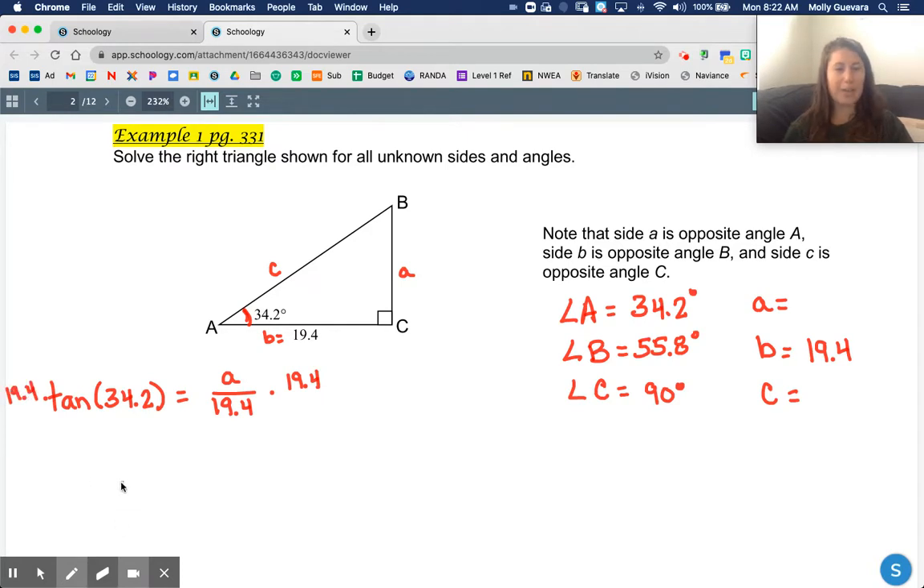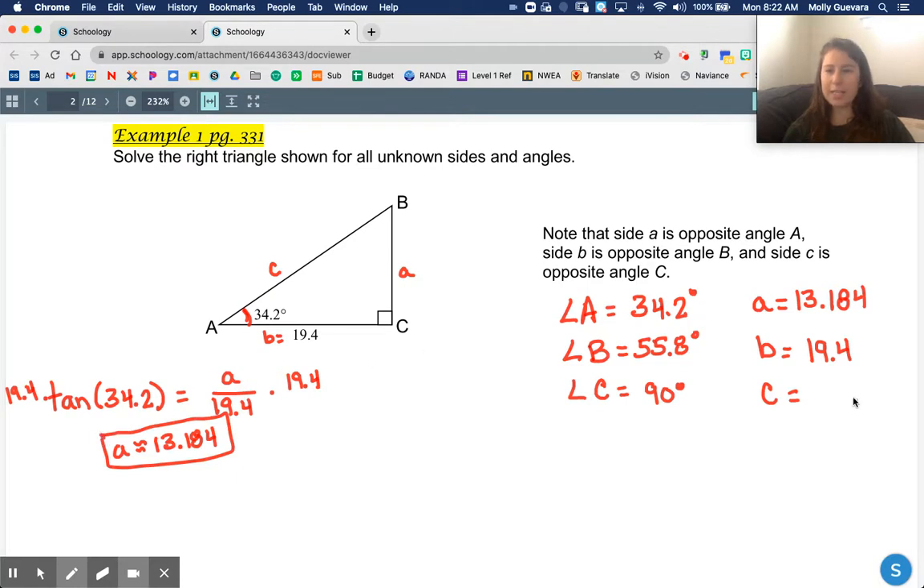Enter that into your calculator. Make sure you are in degrees on your calculator and not radians, right? These angles are given to us in degrees. And I get A is about 13.184. So there's A.